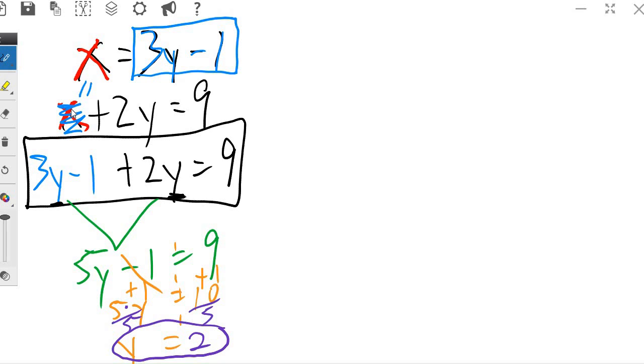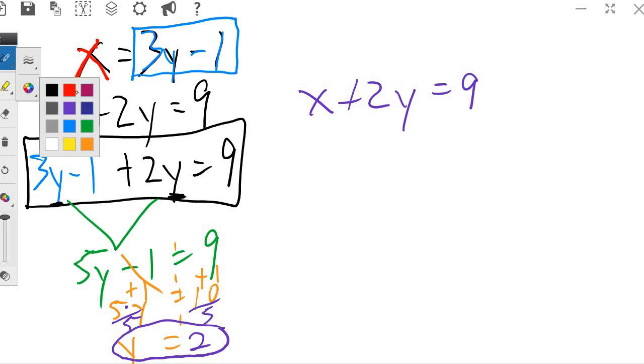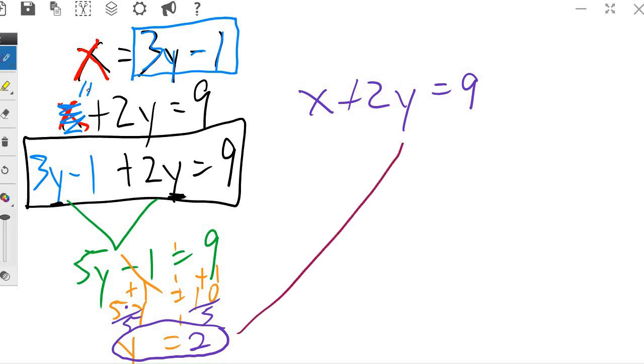So now that we know y is equal to 2, we can pick any of those equations and say, hey, I know what y is. Now let me find x. Okay, let me use this one. X plus 2y is equal to 9, right? And we're actually substituting again. We're saying, hey, if y is equal to 2, then we can just replace it, right? So now we have x plus 4 is equal to 9, and that's pretty easy.